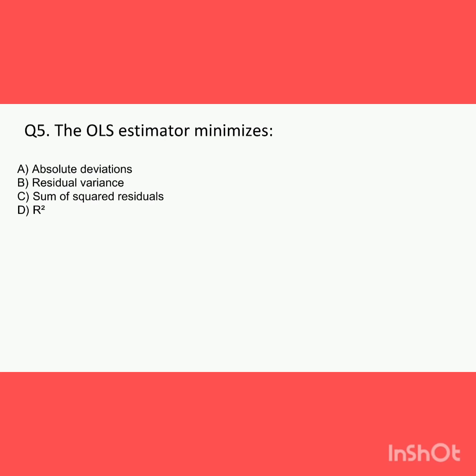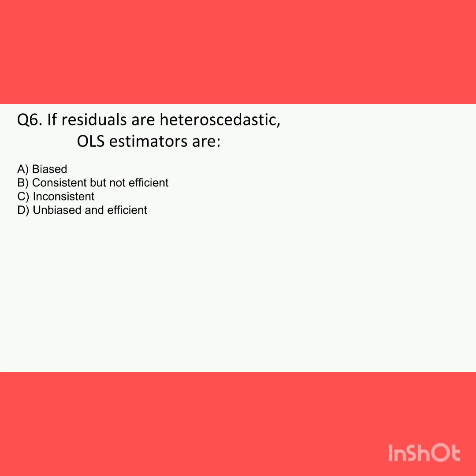Now our next question is question number 6. If the residuals are heteroscedastic, OLS estimators are option A, biased. Option B, consistent but not efficient. Option C, inconsistent. Option D, unbiased and efficient.